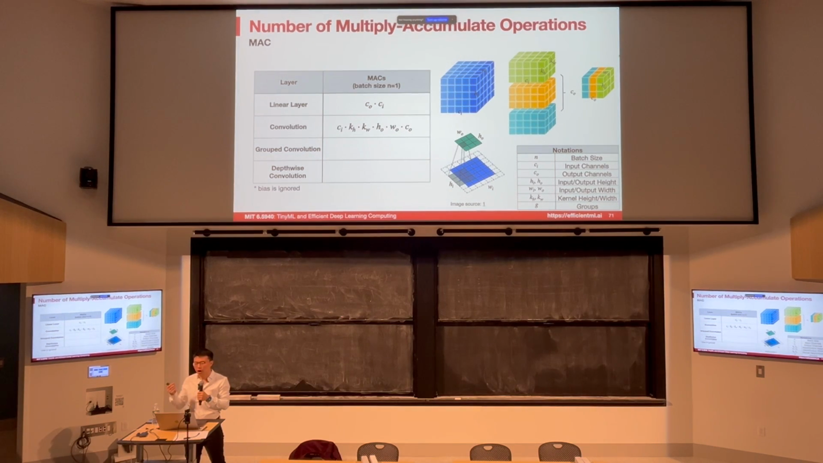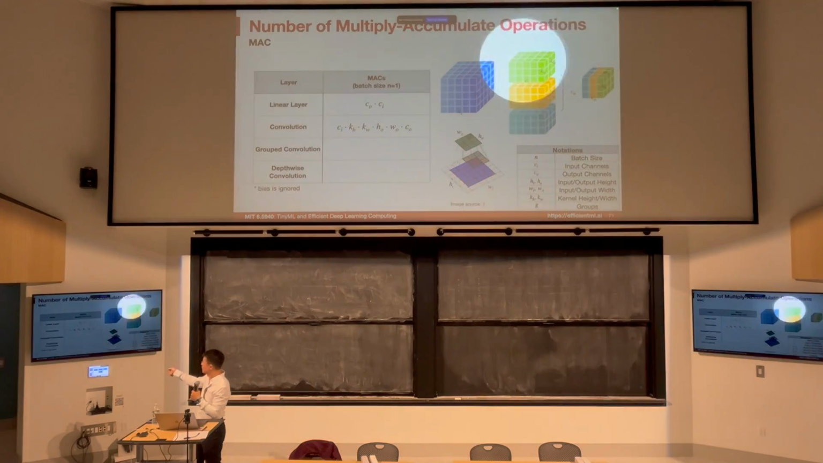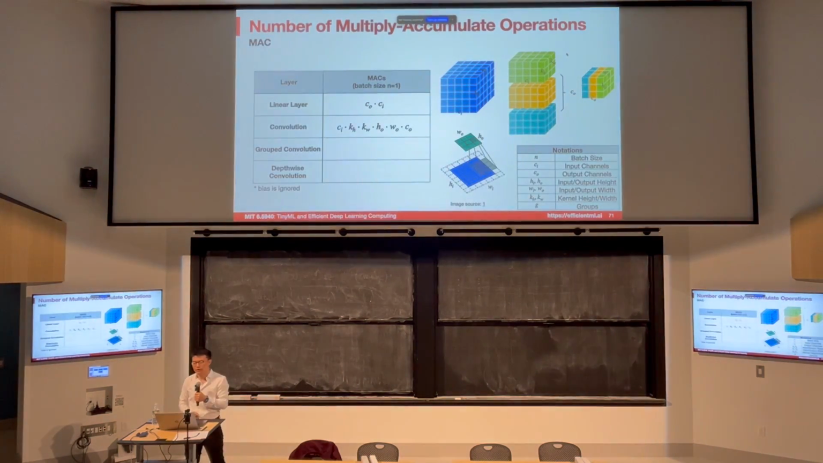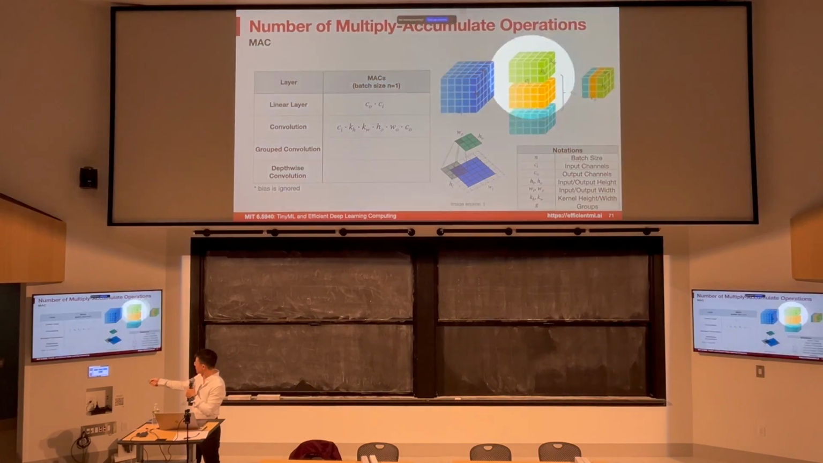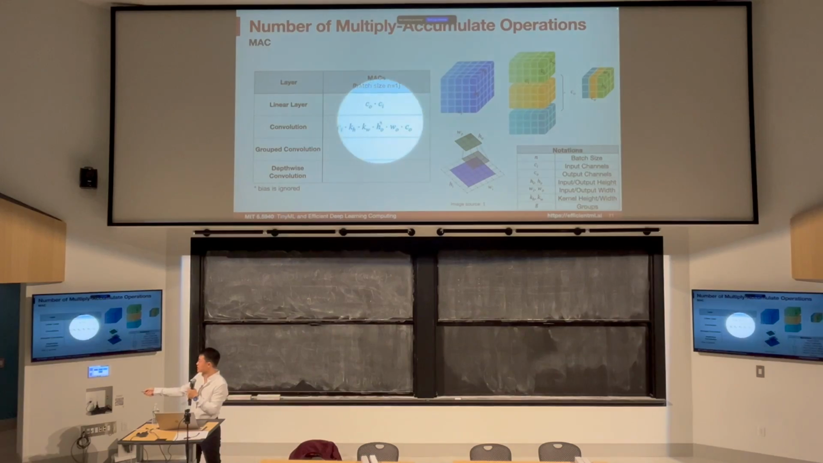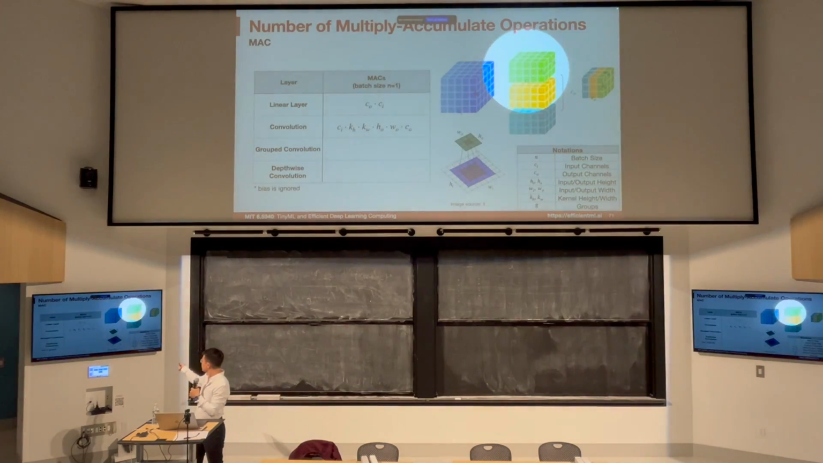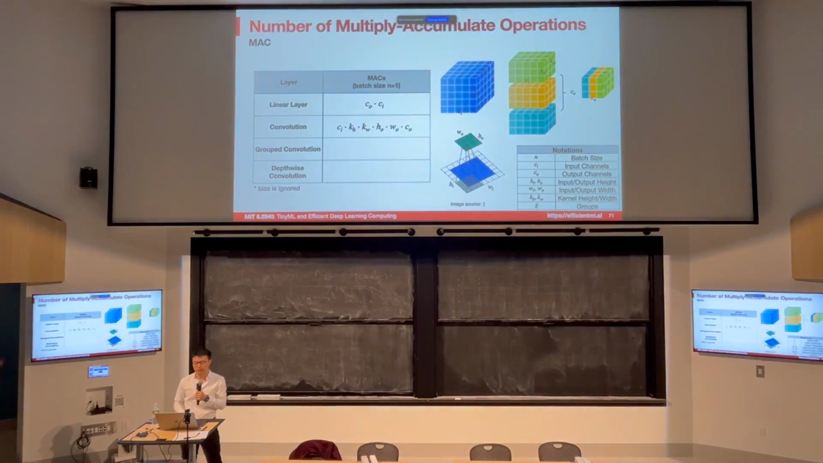Okay, and in order to compute each output pixel, how many MACs do we need? We need the entire kernel to be convolved. So that's KW times KH times CI. So multiplying them together, we have to multiply these 6 terms together, 3 from here and 3 from here. Okay, that's the way to calculate the convolution MACs.